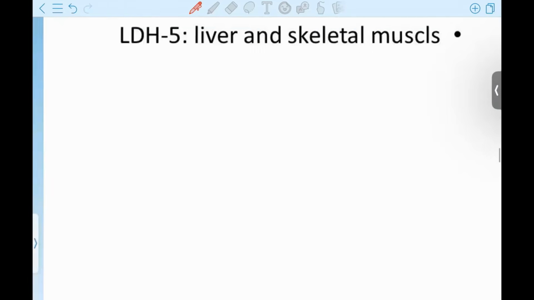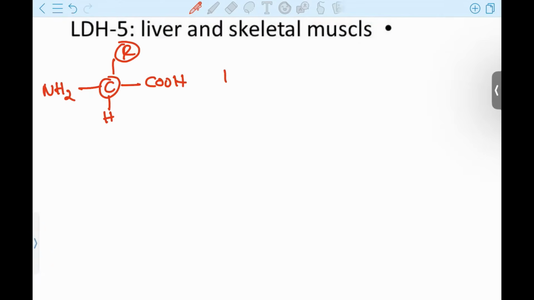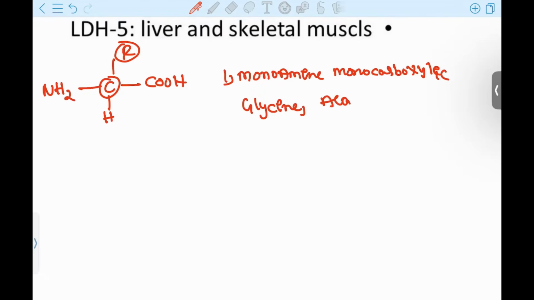How can you remember all? First remember the structure of the amino acid. It contains the carboxyl group and also the amino group. So this is the basic amino acid structure. If you classify, the first one is the monoamine and monocarboxyl. The common examples for the monoamine monocarboxyl group are glycine and alanine. So glycine and alanine belong to the monoamine and monocarboxyl.